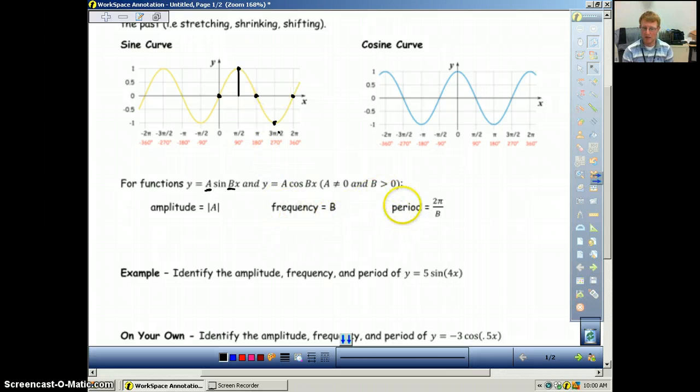And then the period is how long it takes for it to go through one cycle. What we do there is take 2 pi and divide it by whatever the frequency is. Whatever that number is out front will help us figure out what the period is, so we'll know how long it's going to take to go through one full cycle.